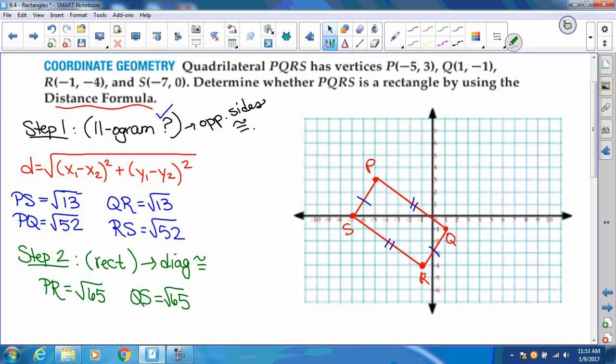So the question is, is it a rectangle? Well, yes, it's a parallelogram. We showed that right here in step 1. And then in step 2, we showed specifically that it was a rectangle because the diagonals were congruent. And so then you can just say yes and let all of your work there be your justification. And I'm going to put a question mark because that's what you're trying to figure out. Is it a rectangle? And the answer was yes.